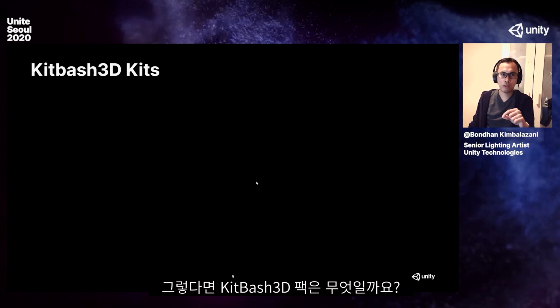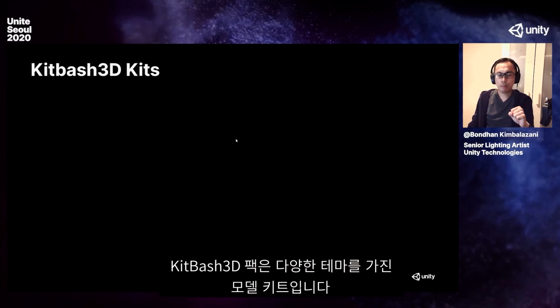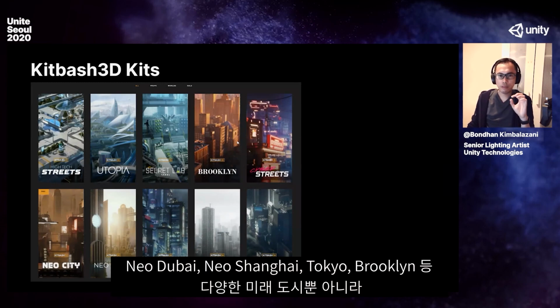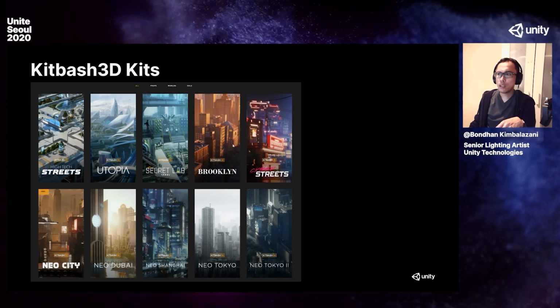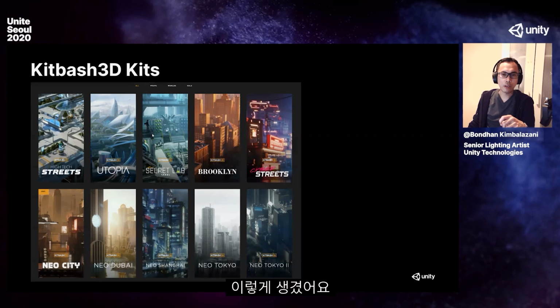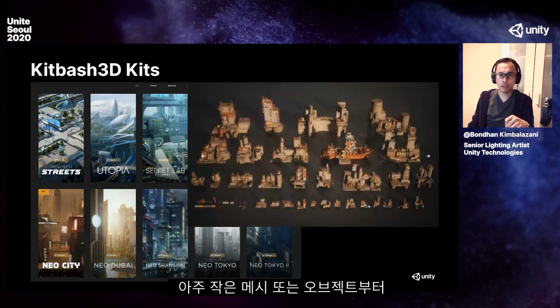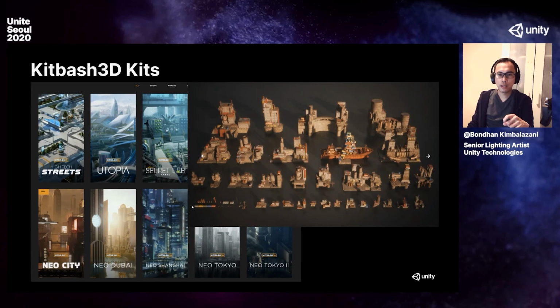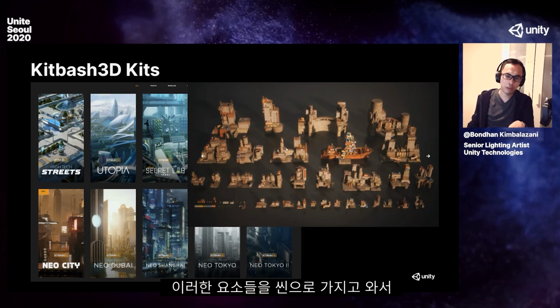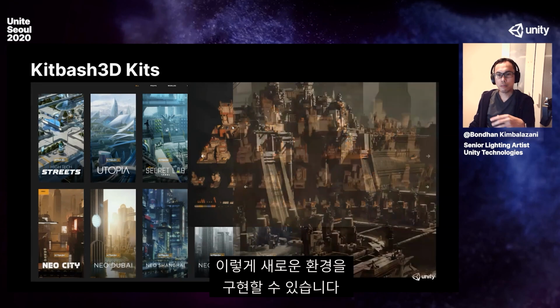So what is a Kit Bash 3D pack? Kit Bash 3D packs are model kits in various themes. From various futuristic cities like this Neo Dubai, Neo Shanghai, Tokyo, Brooklyn, to street level props like this cyber street here. They look like this. There are various small meshes or objects up to very large ones, and they are all pre-assembled, so you can directly use them and plop them into your scene and create something new, something like this.